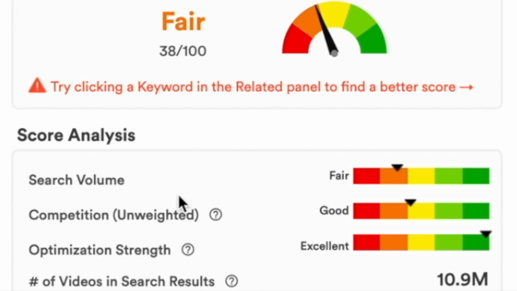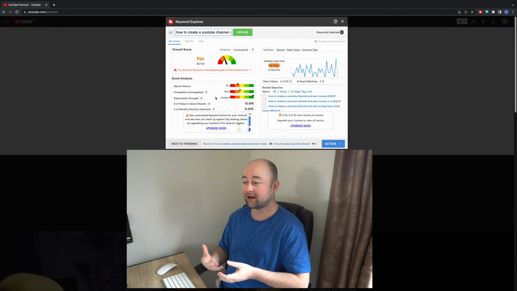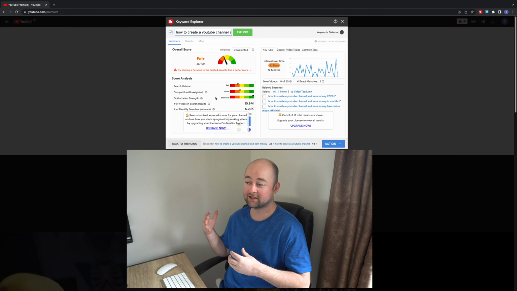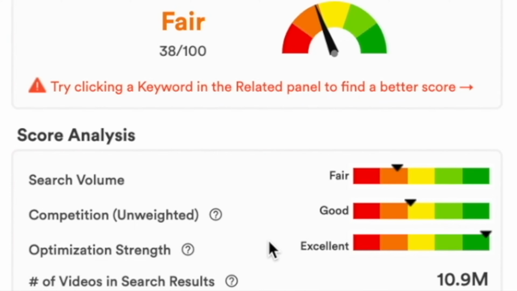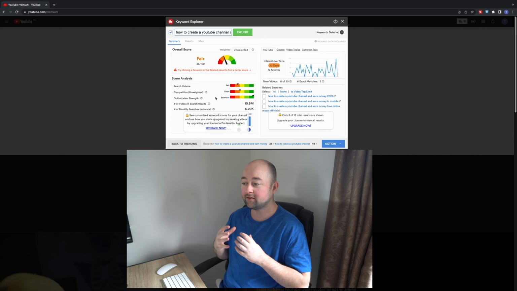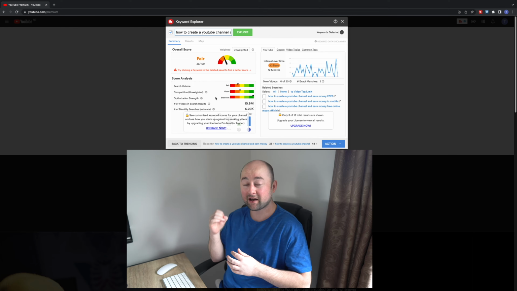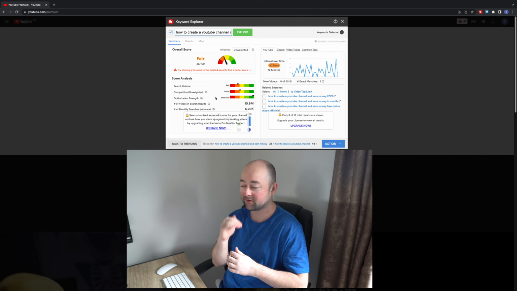Now let's look at the optimization strength. Very, very similar. It's also in the excellent, which tells me this video is already very well optimized. So it's not lacking in keywords and optimization when it comes to this particular topic and keyword. If we jump on over to the number of videos, straight away we know that the number of searches is going to be less. We're down to 10.9 million videos in this particular search topic. That's still a lot of videos. That's still a lot of competition, but it is about a fourth less than the previous video topic.